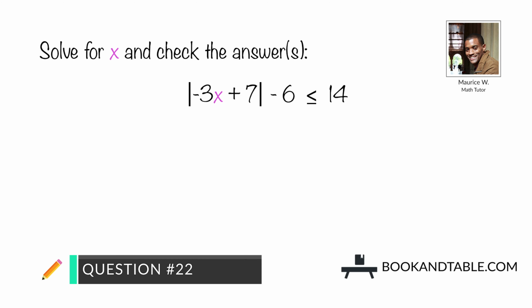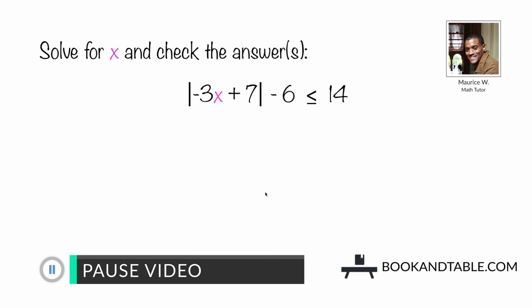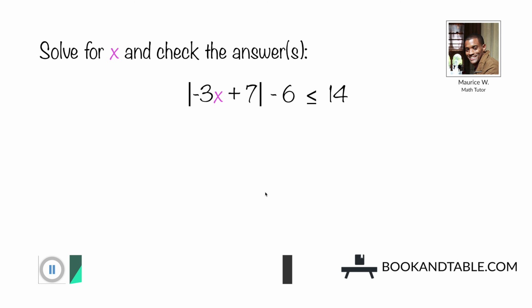Question number 22. Solve for x and check the answers. The absolute value of negative 3x plus 7 minus 6 is less than or equal to 14. Pause the video, answer this question, and then press play when you are ready.